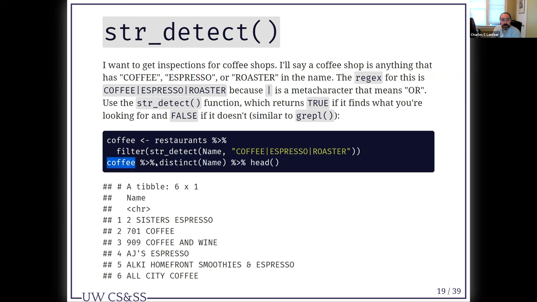If I take my new coffee data frame and go to distinct names of restaurants and then the first six observations, we see this. The names are Two Sisters Espresso, 701 Coffee, 909 Coffee and Wine, AJ's Espresso, Alki Homefront Smoothies and Espresso, All City Coffee. So this regular expression seems to have worked. It found names containing coffee, espresso, or roaster, and allowed me to filter down to the rows that have them in it. Does that make sense? str_detect is super handy. I use it all the time for filtering character data columns.